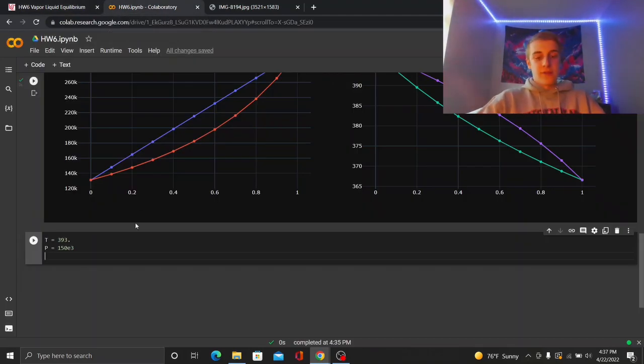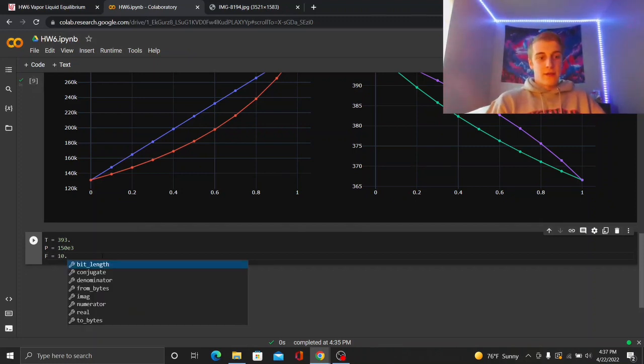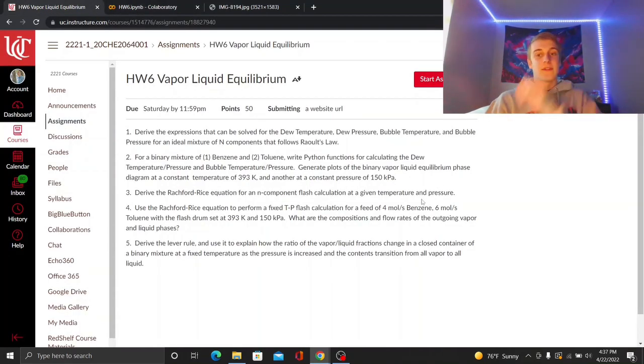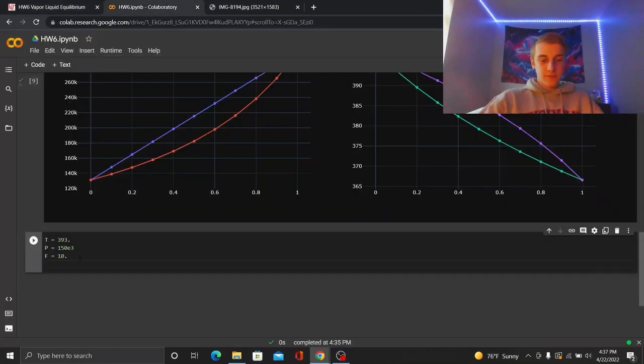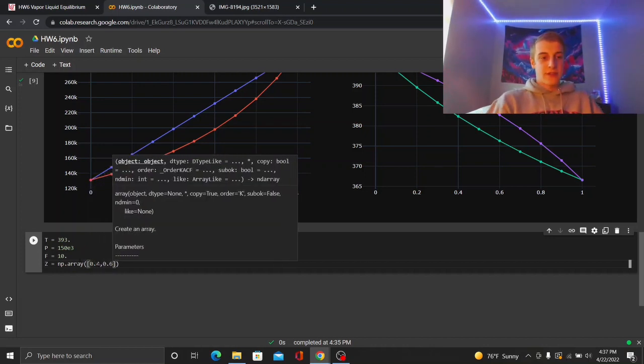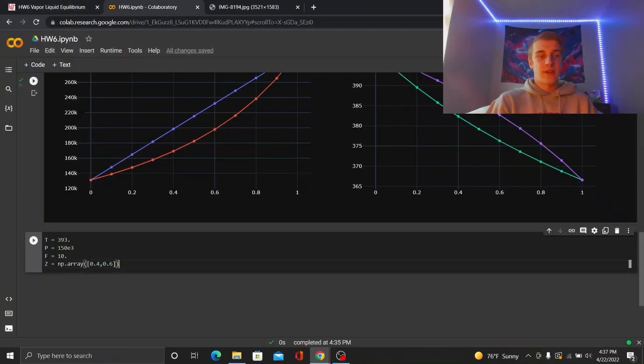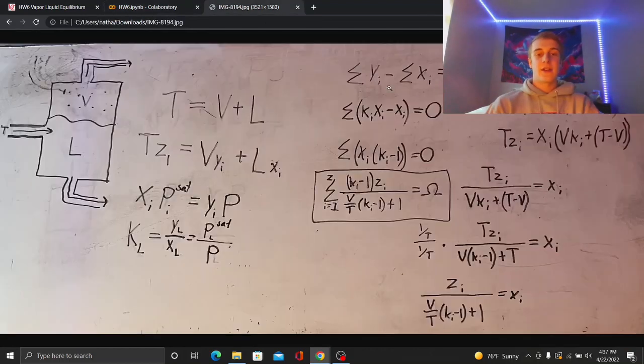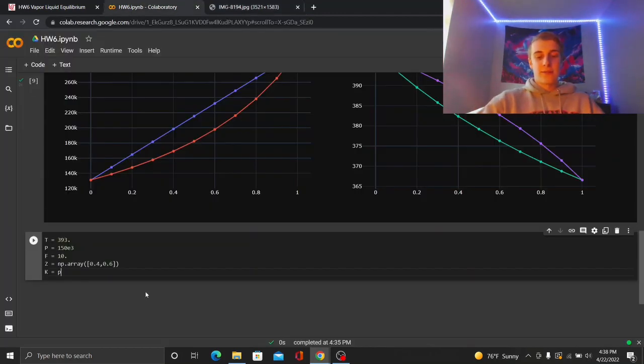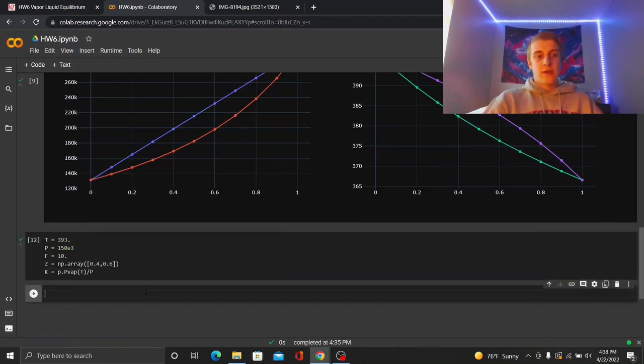And then we also know the flow rate going in is 10, the total flow rate, and then the individual mole fractions as well we can put in. I'm just going to call that Z, and it will just be an array of the two mole fractions. So it'll be 0.4 and 0.6, because 4 divided by our 10 and 6 divided by 10 will be 0.4 and 0.6. And then one last thing that we can put in here is our K that we found over here, which is just the pure saturation vapor pressure divided by the pressure. So how we're going to write that in here is P dot PVAP at our temperature divided by the pressure. And those are just some of the knowns that we need in order to start solving this problem.